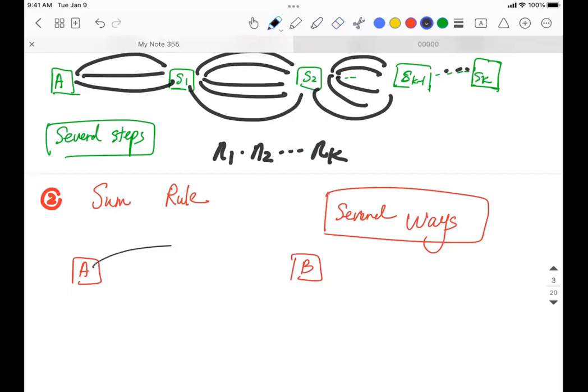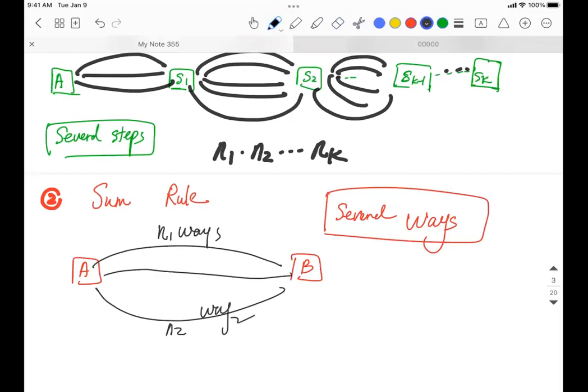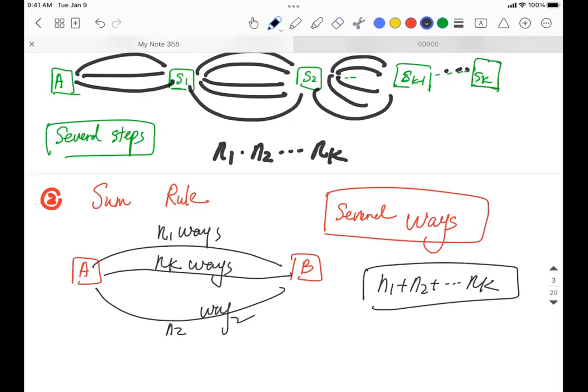Let's say for way number 1, you have N1 ways. For way number 2, you have N2 ways. All the way to way number K, you have NK ways. So therefore, the total ways to solve the problem will be N1 plus N2 all the way to plus NK. Is that right? It means in order to finish something, you have different ways, and each way can independently finish the work. You don't really have to use the help of other ways in order to finish the work.